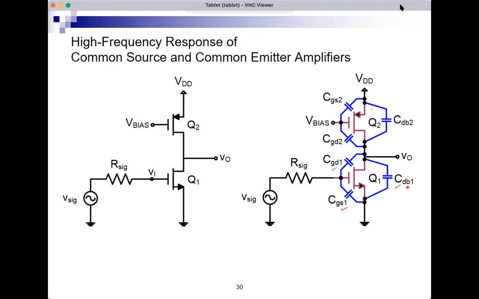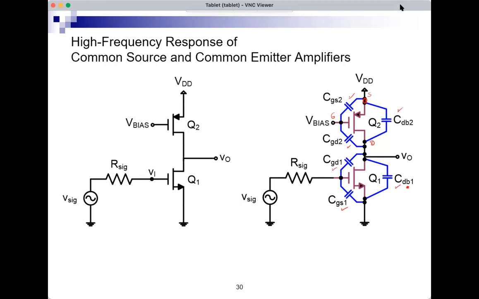and it becomes a transfer function of S. For Q2, I also have CGS2. This is the source of Q2. This is the gate of Q2. CGD2, this is the drain of Q2. And CDB2, and again, the body and the source for Q2 are shorted together. Okay, so now I have this circuit with 6 capacitors. That looks a bit complicated. Let's see if we can simplify it.